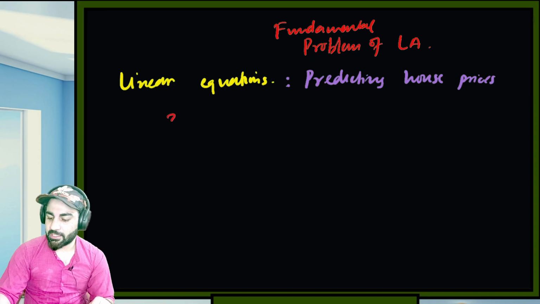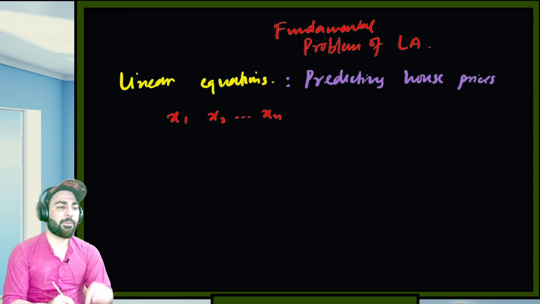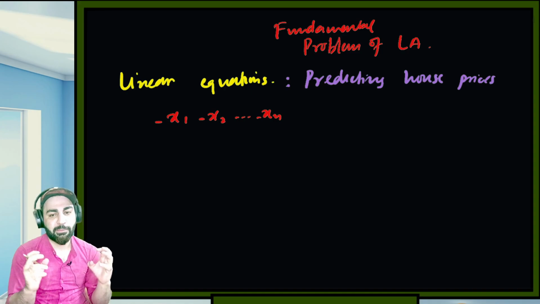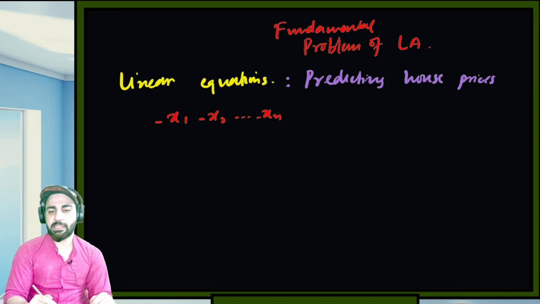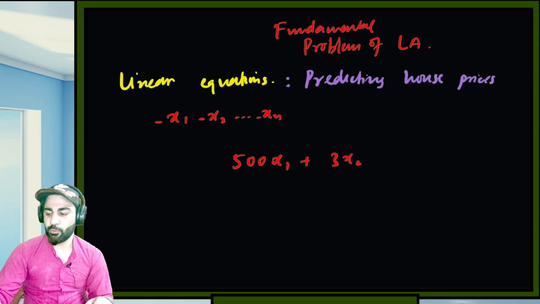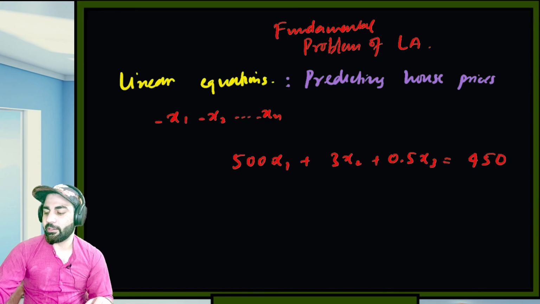Let's call these features x1, x2, and so on till xn. Let's suppose we multiply these with some coefficients, and let's suppose they have some linear dependencies. Let's say we have some data like this: 500 x1, let's say this is square footage, plus 3x2, this is number of bedrooms, plus some value for amenities. We are saying this is equal to 450. Something like this, and we created this for one equation.